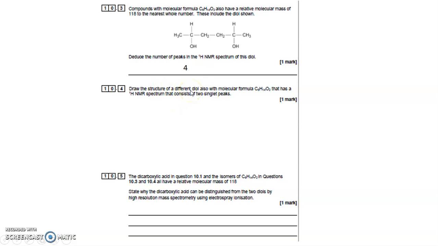Draw the structure of a different diol with the same molecular formula that has a hydrogen spectrum that contains two singlet peaks. Only two peaks, singlets. So only two peaks means it's going to be fairly symmetrical. I'm looking for some kind of symmetry. And two singlet peaks means that the hydrogens are bonded to carbons without any hydrogens bonded to them. So it's going to have to be a symmetrical structure. Look, it's got a line of symmetry down the middle.